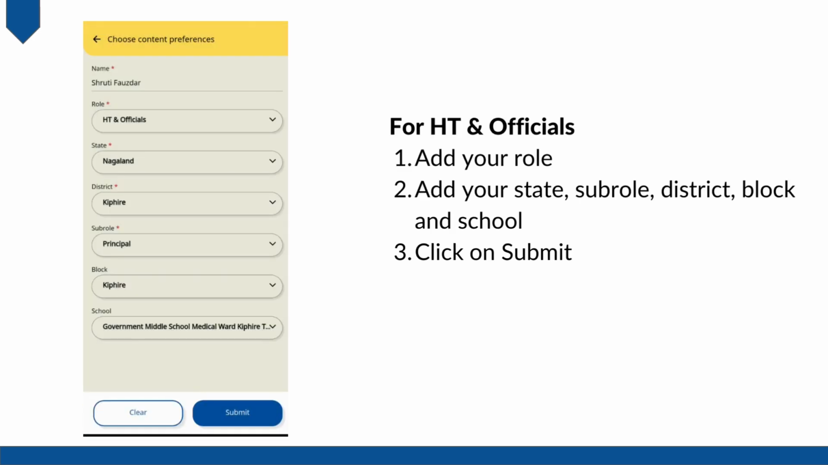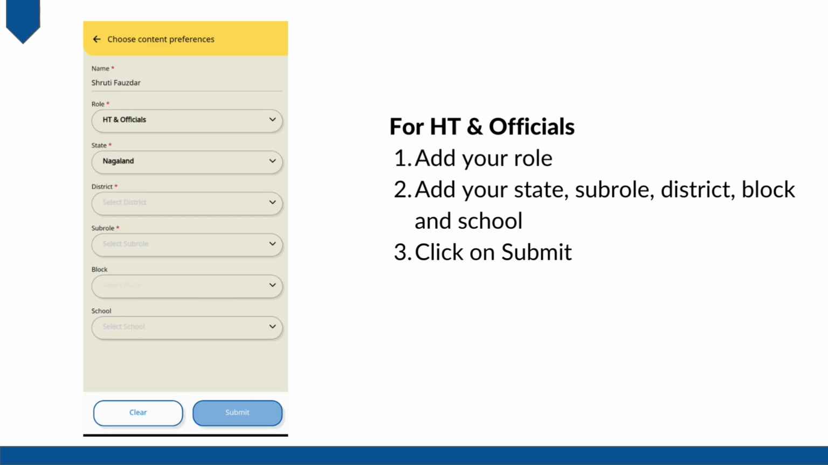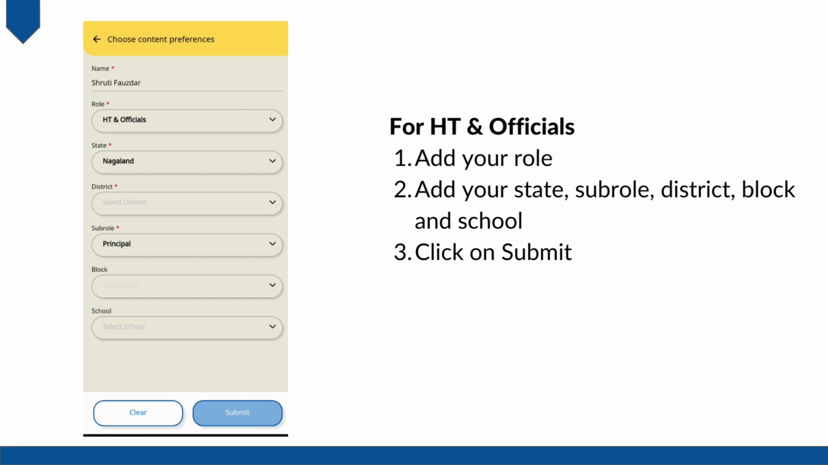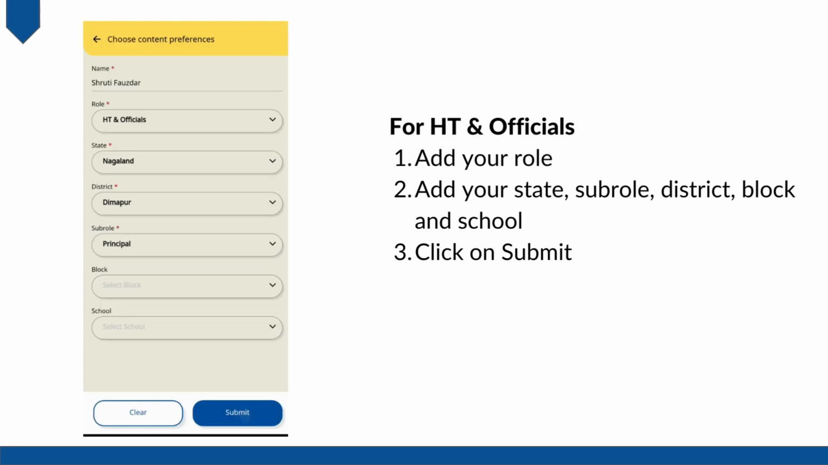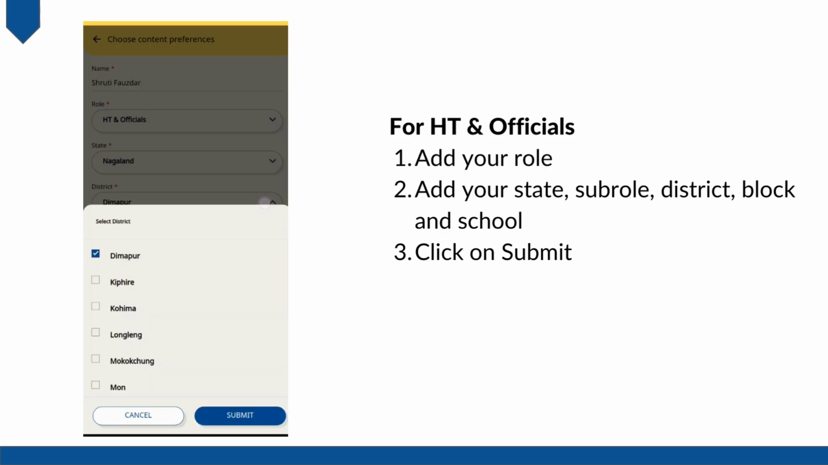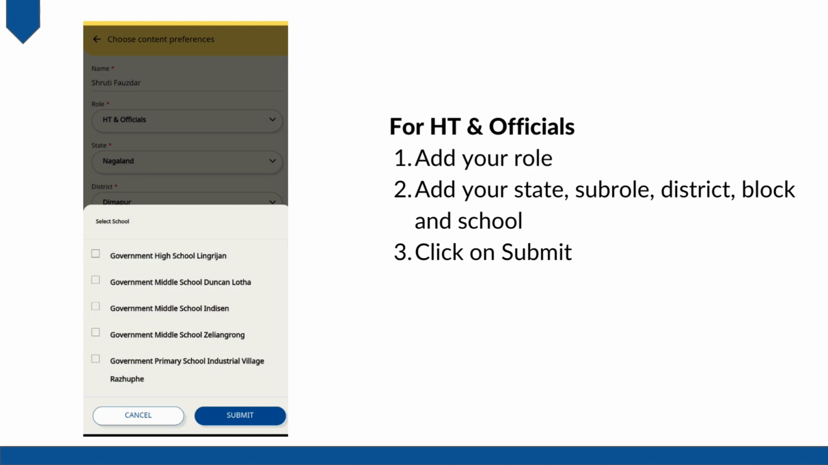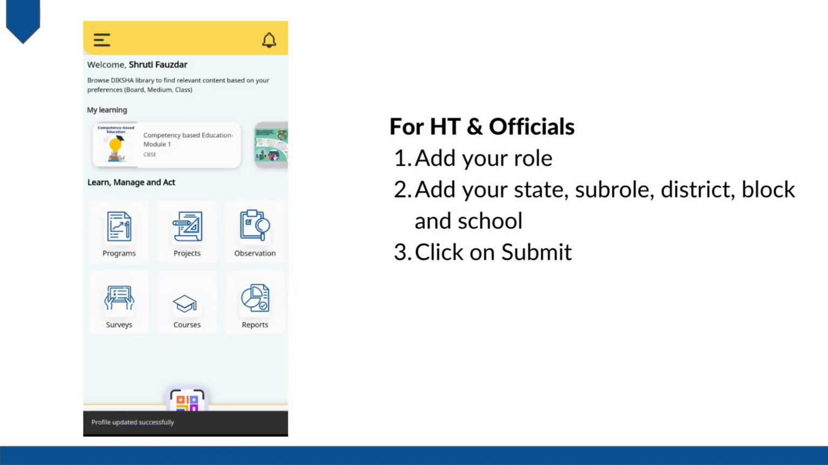If you are an HM, HD or principal, select your role as HD and officials. Then select your state. Then click on sub-role and from the given list, select your designation in your school. That is HD if you are a head teacher, principal if you are a principal. After this, select your district, block, cluster and school. Click on submit.